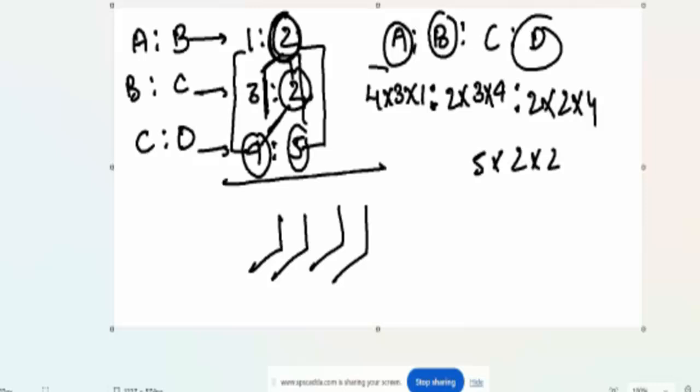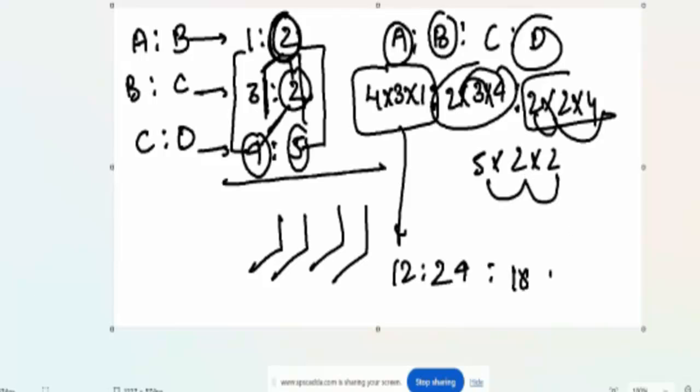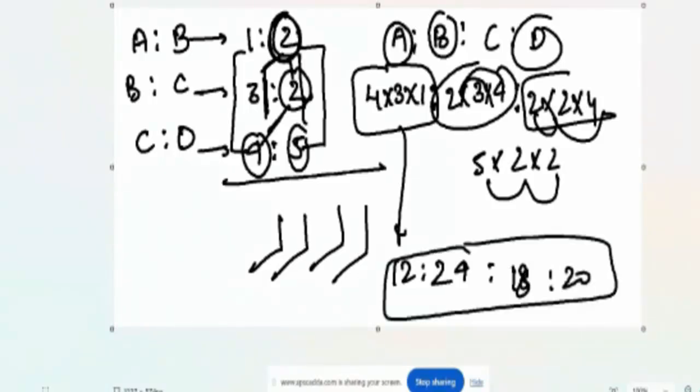What final ratio did we get? 4 into 3, 12. 4 into 2, 8, 8 3s are 24. 4 2s are 8, 8 2s are 16, and 5 2s are 10, 10 2s are 20. This is exactly our final ratio, 12, 24, 16, 20.